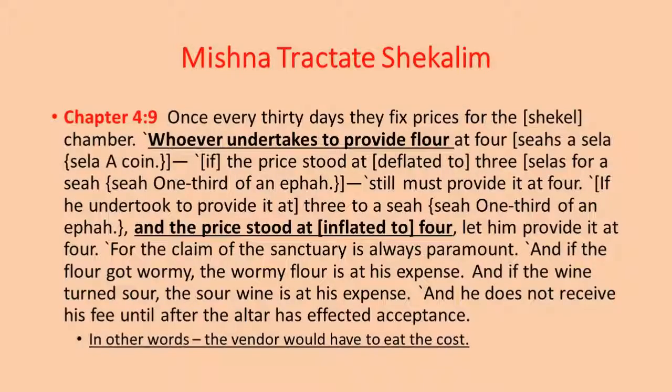So I know this might be a little boring, guys, but you've got to understand how corruption gets into this. I'm trying to paint a picture for you so you know the operations of the system, okay? Now, if the flour got wormy, the wormy flour is at his expense. And if the wine turned sour, the sour wine is at his own expense. And he does not receive his fee until after the altar has effected his acceptance. So until after the offerings have taken place, then he'll get paid. So he doesn't get a penny for it.